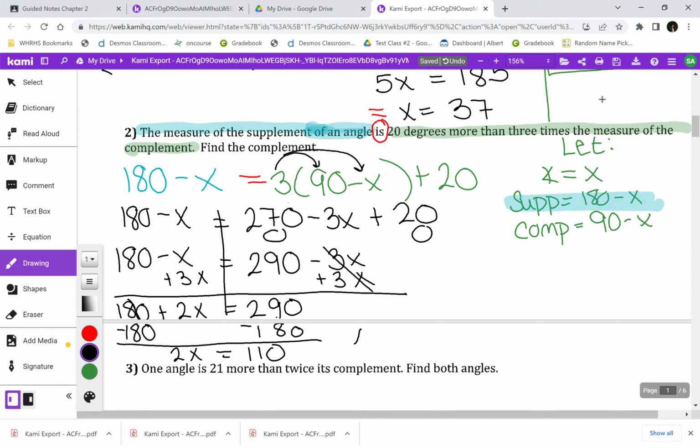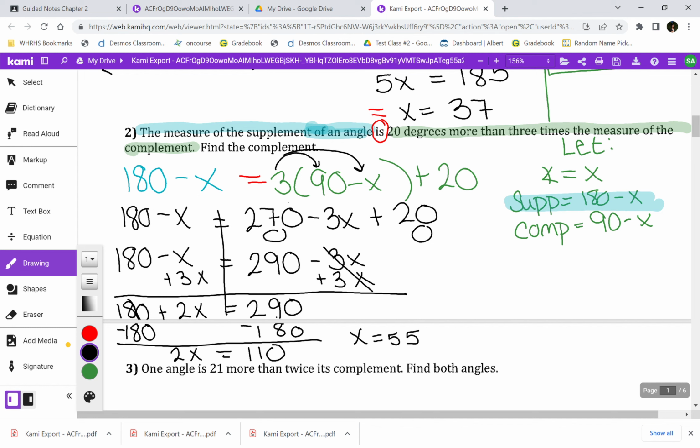So what will x equal? 55. Is 55 my answer? No. What does 55 represent? This is important because sometimes I'll ask for this. What does the 55 represent? X. But what is x? Jeff? Yeah, x is 55, but what does that represent in this problem?